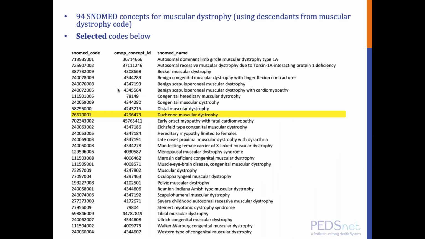So, Charlie, this is Daksha. My question is about the concept ancestor table. Is that something that PEDSnet does to the data after we send it, or is that not used right now?